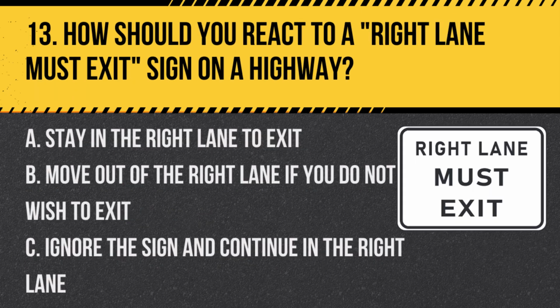Question 13. How should you react to a right lane must exit sign on a highway? A. Stay in the right lane to exit. B. Move out of the right lane if you do not wish to exit. C. Ignore the sign and continue in the right lane. Answer. B. Move out of the right lane if you do not wish to exit. This sign informs drivers in the right lane that it will lead to an exit.